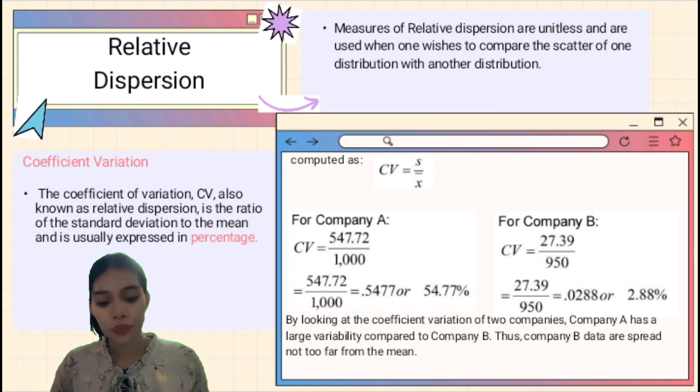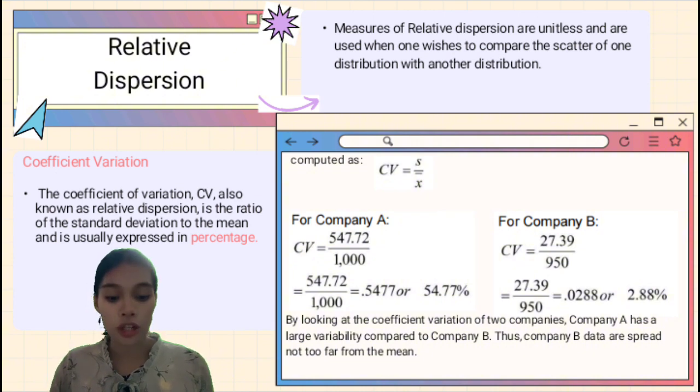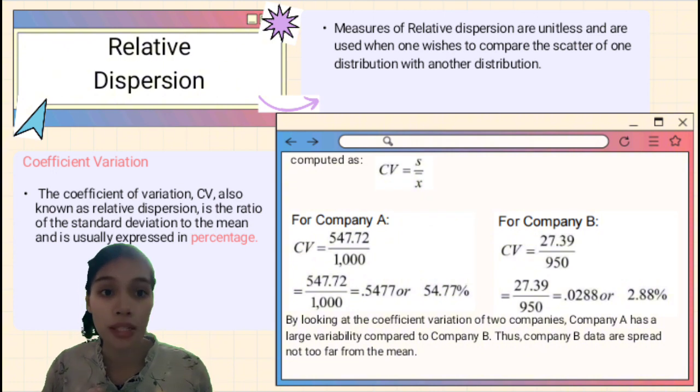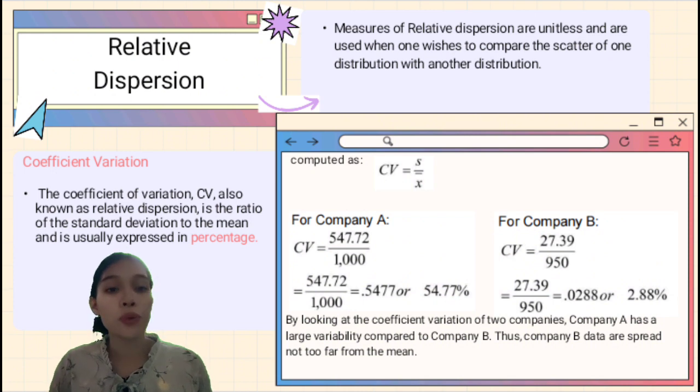So how is coefficient of variation a part of this? The coefficient of variation is also known as relative dispersion. It is the ratio of the standard deviation to the mean and is usually expressed in percentage. So that is what we have to remember when getting the CV, or the coefficient of variation, or the relative dispersion. It is usually expressed in percentage form.